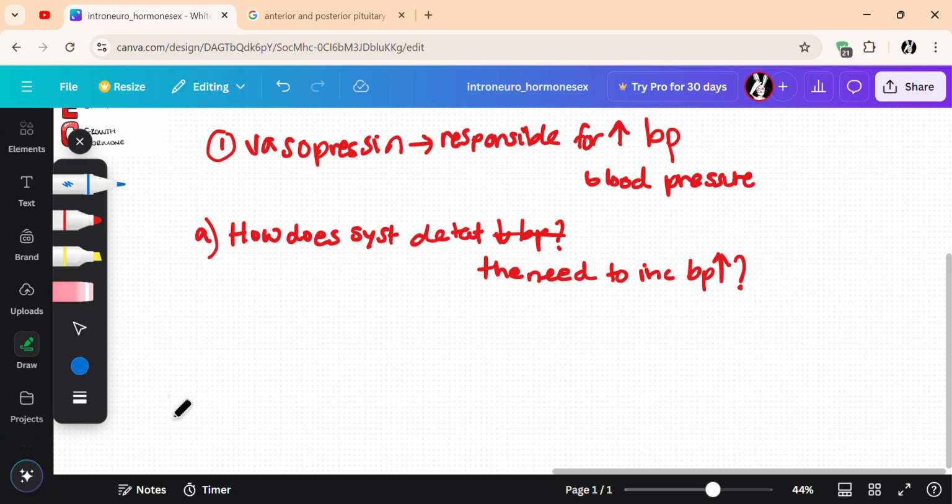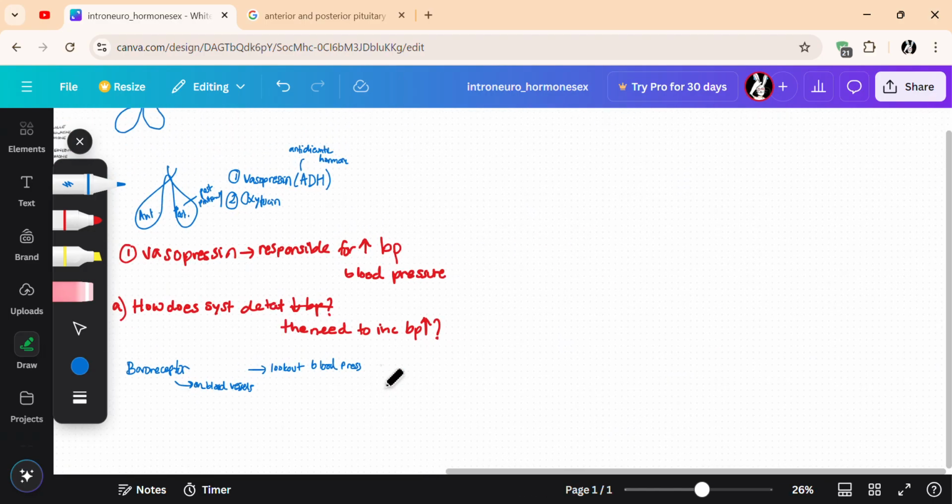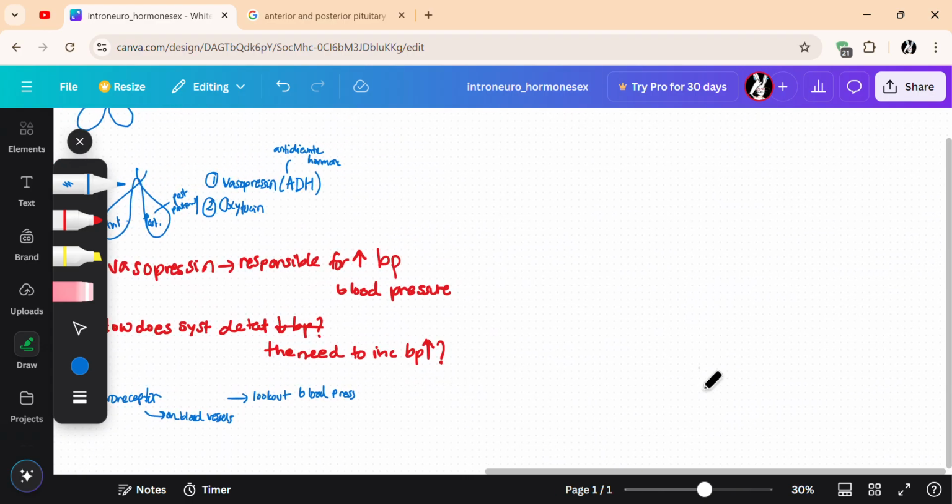So we have something called a baroreceptor. Baroreceptors exist on blood vessels, and they're essentially receptors that keep a lookout for blood pressure, like literally the pressure of the blood. Is it too high? Is it too low? Now, if a baroreceptor is targeted, we'll actually go to the hypothalamus.